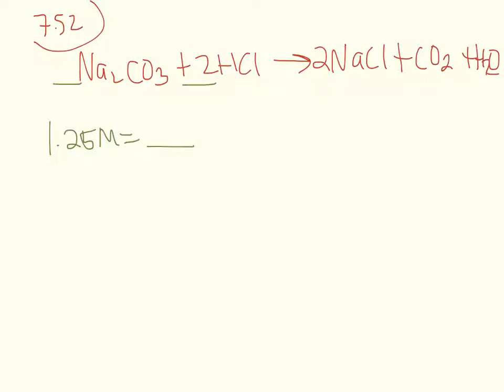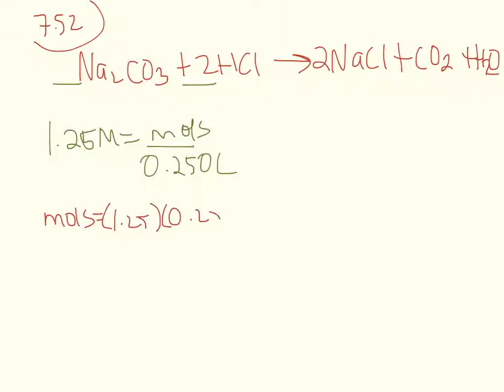We have 250 milliliters, but in order to use the molarity formula we actually have to convert that into its liter equivalent. So 250 milliliters is 0.25 liters, over an unknown amount of moles. So essentially moles becomes equal to 1.25 multiplied by 0.25, and that actually gives us 0.3 moles.